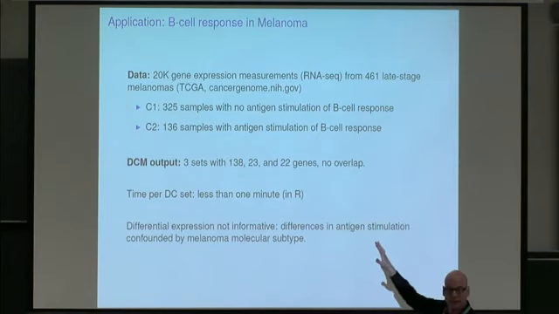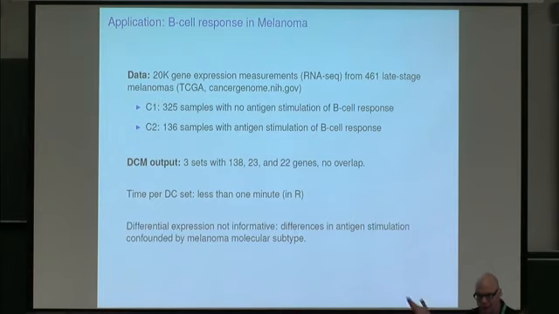So there's 20,000 measurements, so we didn't filter at all. Maybe we threw out, there were a lot of zeros. This is count data, so I think we threw out maybe 5,000 genes or a few thousand, okay? And there's 461 tumors. So it's a good sized data set, it's not giant.